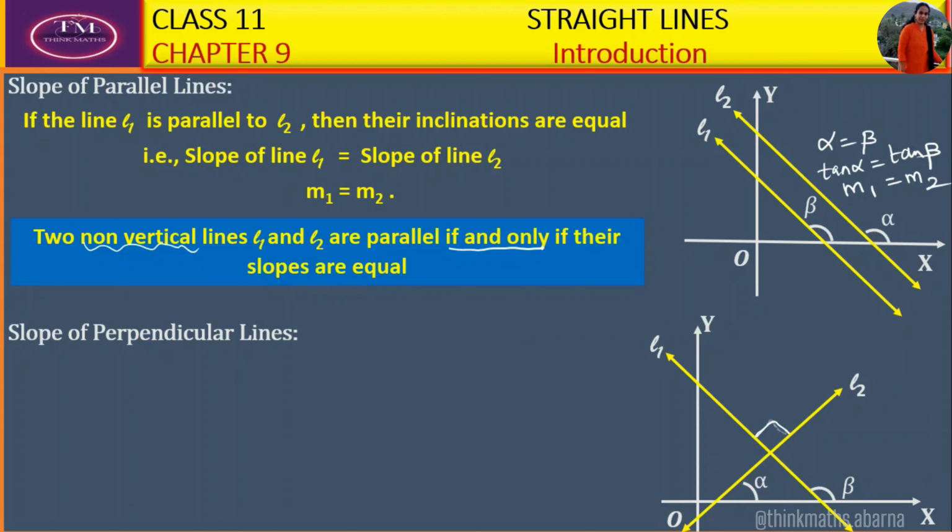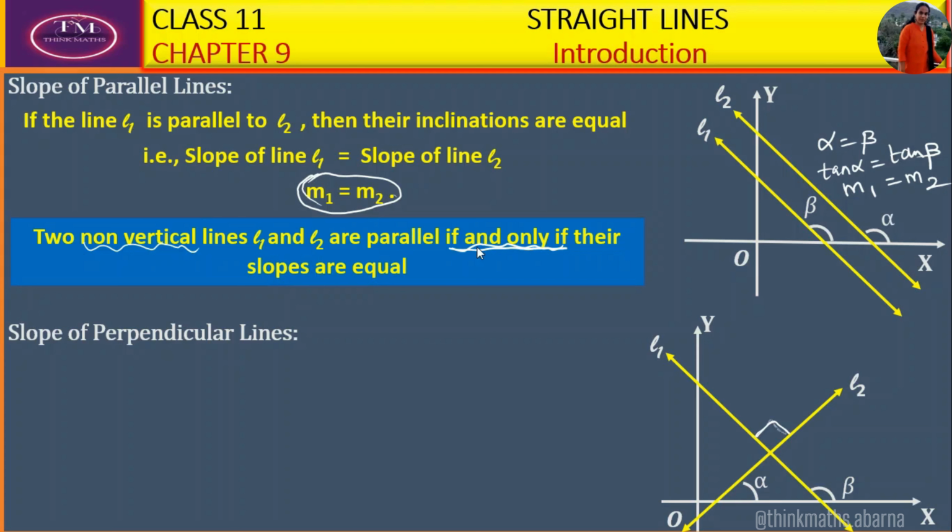are equal. So what do you mean by this, if and only if? That means its converse is also true. That is, if the slopes are equal, then we can say the two lines are parallel. Or you can say if two lines are parallel, then their slopes are equal. Okay. So the converse is also true. So that is why we use if and only if.